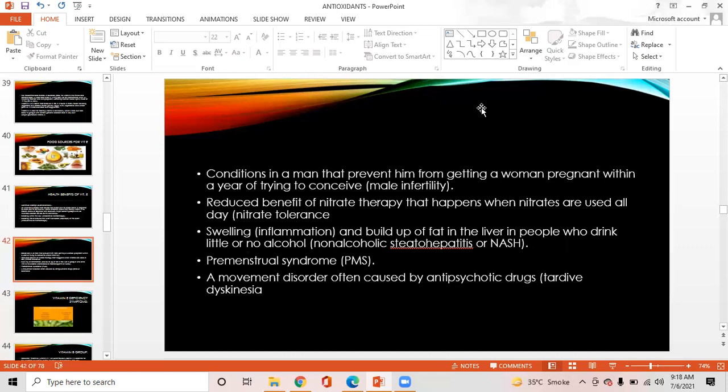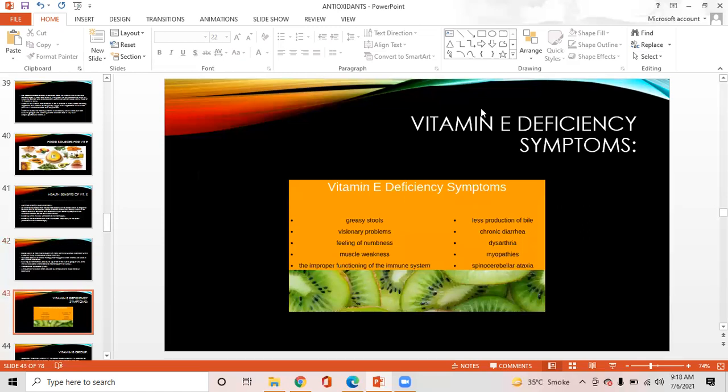Vitamin E helps to reduce the loss of benefits of nitrate therapy that happens when nitrates are used all day. It also helps with swelling, premenstrual syndrome, and a movement disorder often caused by antipsychotic drugs called tardive dyskinesia.